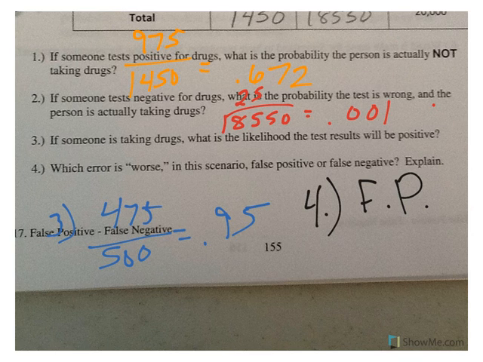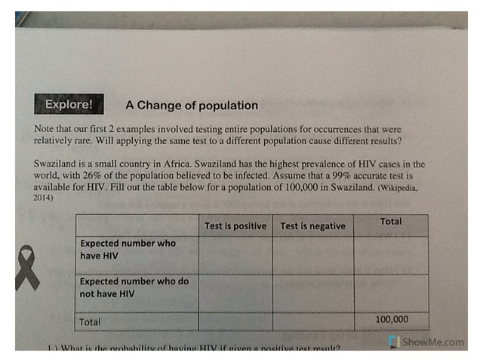All right, let's look at page 156. Now in this example here on page 156, we see that 26% of this population has HIV. So they don't tell us 500 have it. They tell us 26%. So we now have to use the word of, right? So to find the number that have HIV, 26% of the population, we multiply by the 100,000, and that will give us the 26,000 that are expected to have HIV.